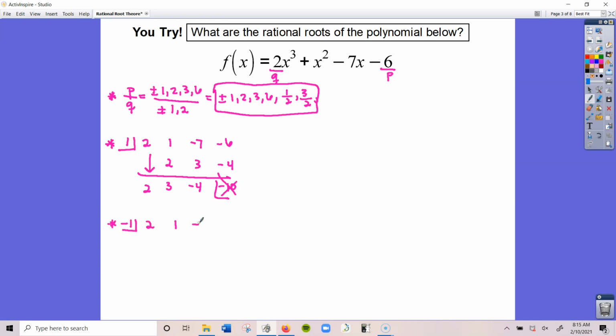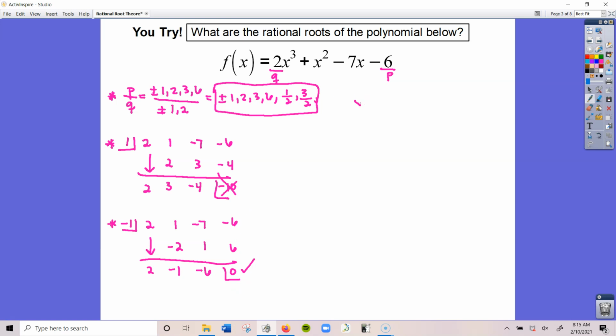2, 1, negative 7, negative 6. Bring down the 2. 2 times negative 1 is negative 2. 1 minus 2 is negative 1. Negative 1 times 1 is 1. Here we get negative 6. Negative 6 times negative 1 is 6. And we end up with a remainder of 0.